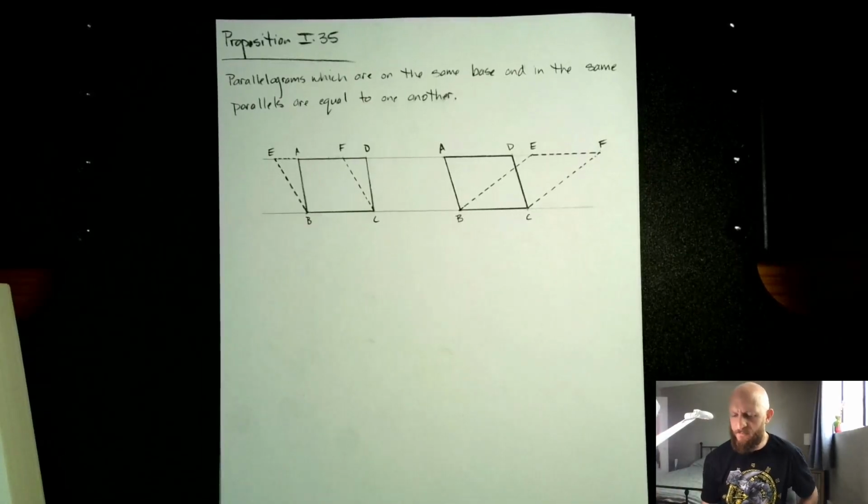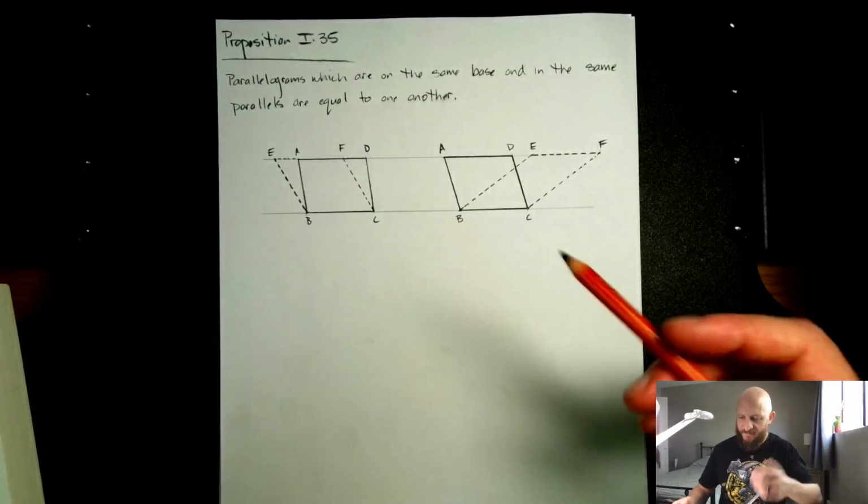Alright, Prop 35 says parallelograms which are on the same base and in the same parallels are equal to one another. So a couple of comments that I want to make before we jump into this. On the one hand, what is this even saying?